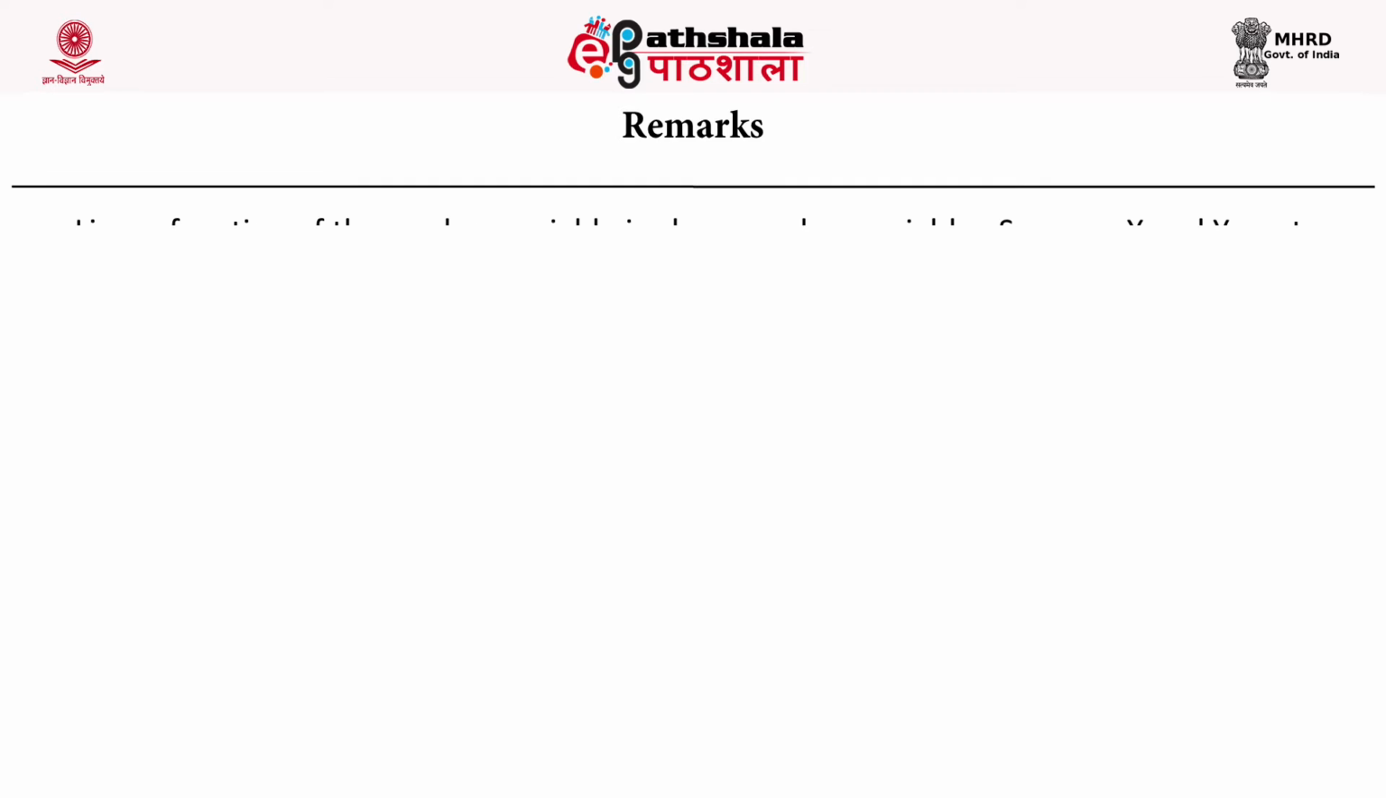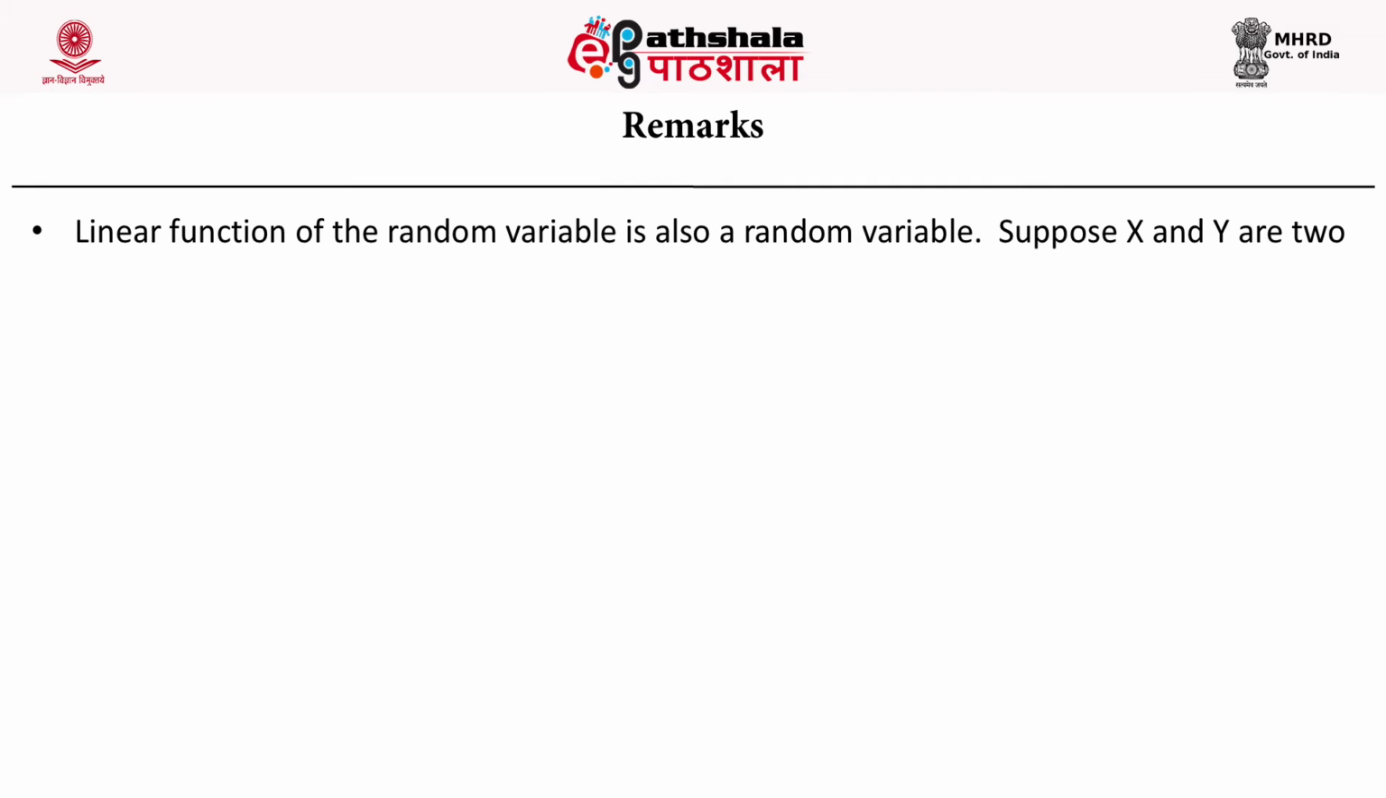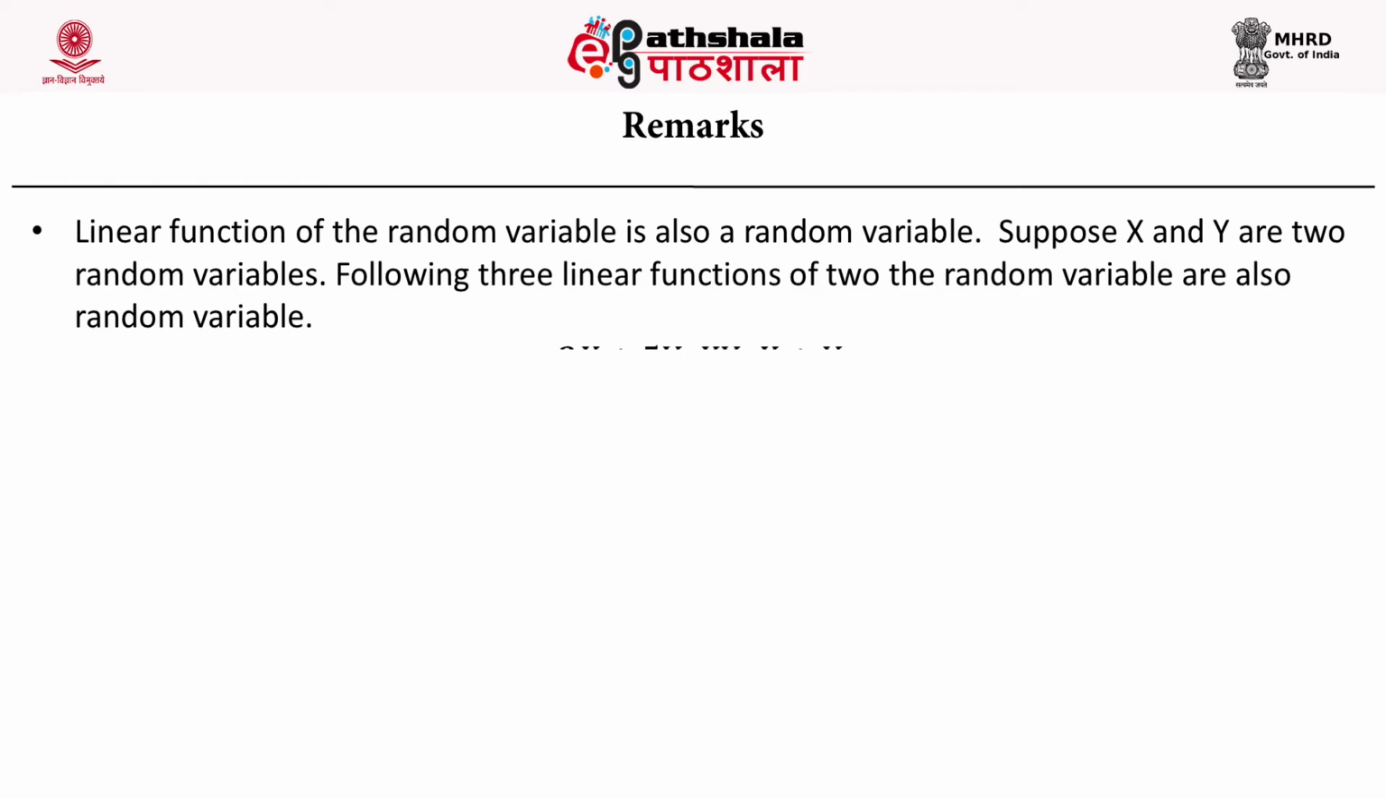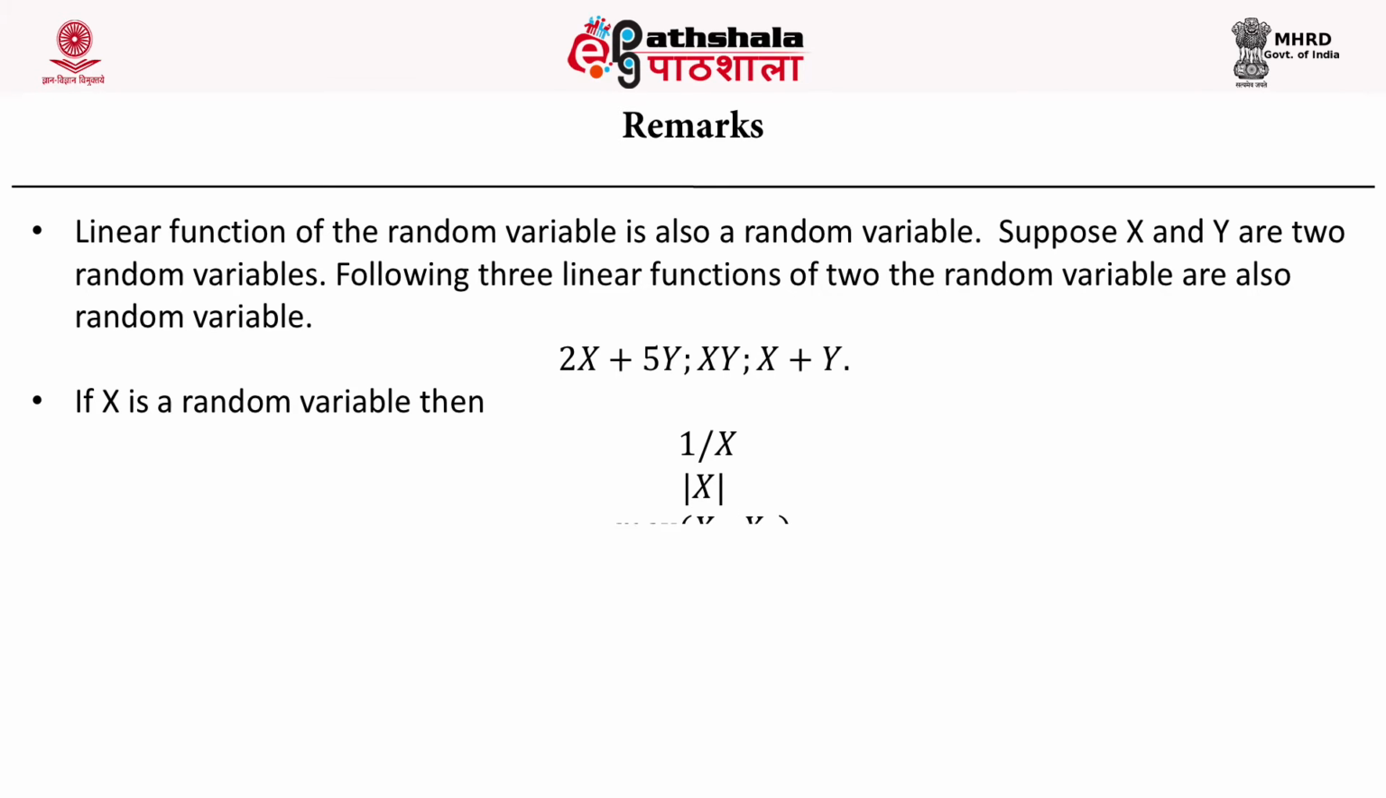So we have some remarks here. A linear function of the random variable is also a random variable. Suppose X and Y are 2 random variables. The following linear functions of the 2 random variables are also random variables. For example, let us suppose X and Y are random variables. So the linear forms 2X plus 5Y, XY and X plus Y are also random variables. That means it satisfies the properties of a random variable.